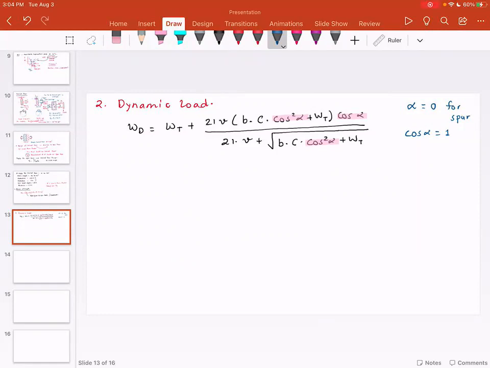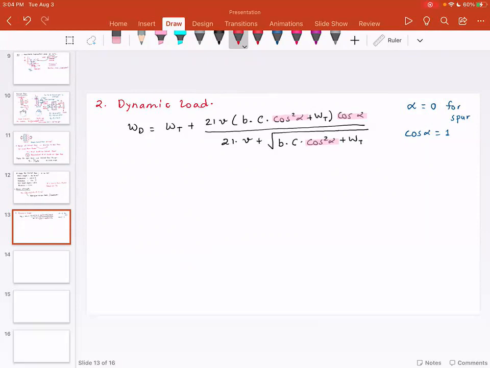The value of V is the pitch line velocity. Again, factor C we can find out from the table in the spur gear. And again, WT is the tangential load.